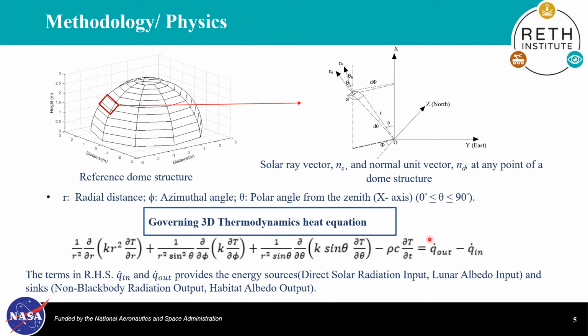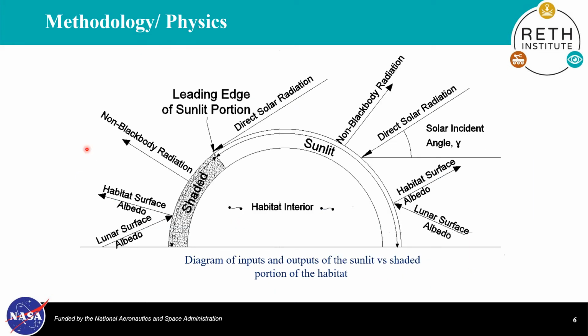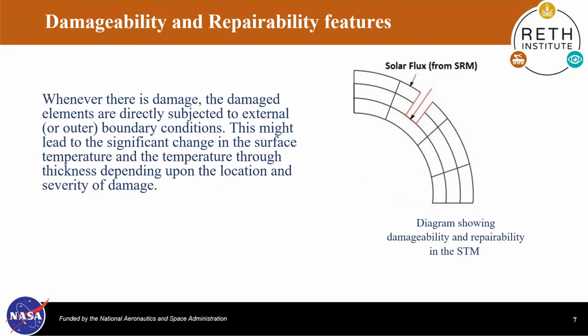The right hand side provides the energy source and sinks respectively and are illustrated in the figure here. So the heat sources are lunar surface albedo and direct solar radiation. Similarly, heat sinks are habitat surface albedo and non-blackbody radiation.